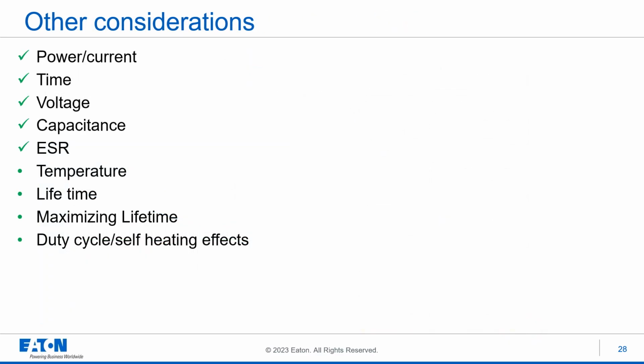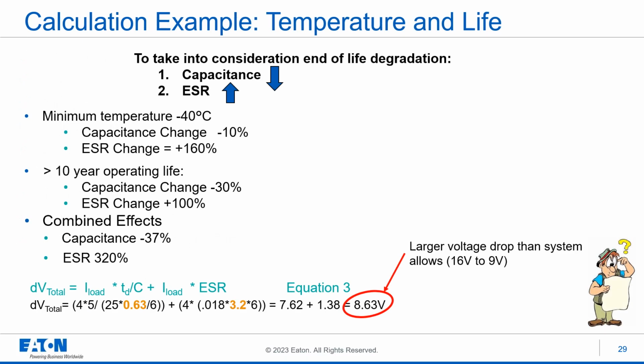So we've covered the basics of calculations with the system and application requirements for voltage, power or current, and product selection. We can look at effects which will change the design some. Things like temperature, lifetime expectations, maximizing lifetime, and duty cycle and self-heating effects. First, look at temperature and life effects on our calculations. These are the two most common factors to make adjustments in the calculations.